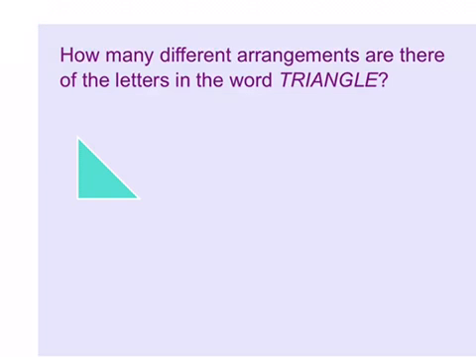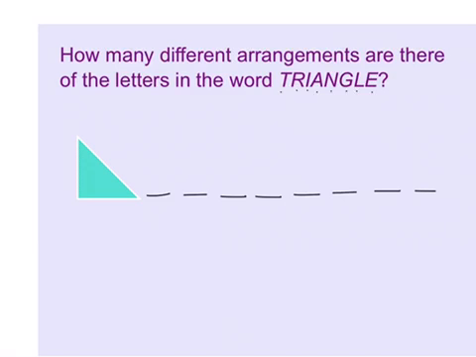So we want to look at how many different arrangements there are for the letters in the word triangle. First thing that we need to find out is how many total letters we are dealing with. So we have 1, 2, 3, 4, 5, 6, 7, 8 different letters. So basically I have 8 different places, and I want to fill them all with a letter from the word triangle.